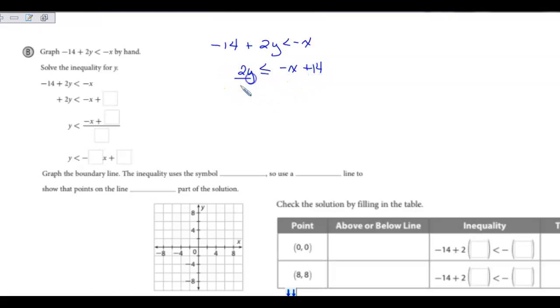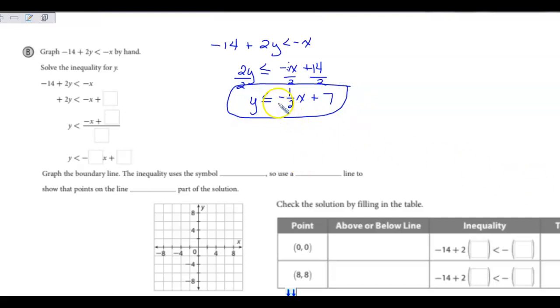And then I'm going to divide everything by 2 because I want to get that y by itself. And so y is going to be less than negative 1/2, because there's a 1 right here, x plus, and 14 divided by 2 is 7. So there's my equation, or my inequality, that I'm going to use to graph.